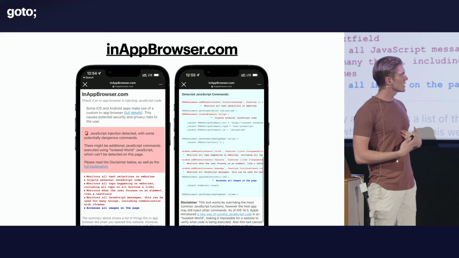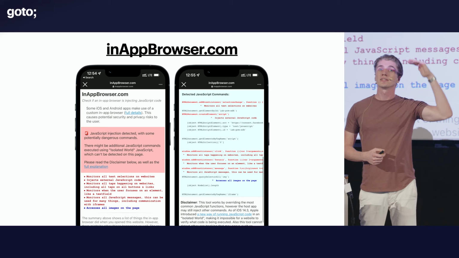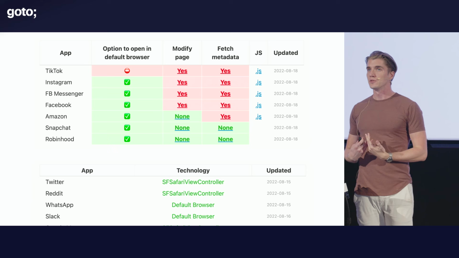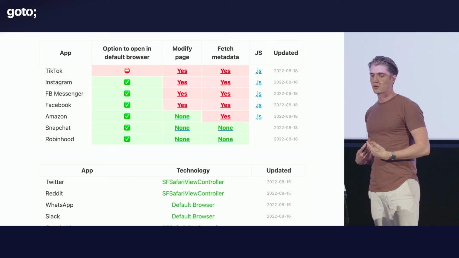For example, a lot of in-app browsers show the title at the very top. So querying the title from a website is relatively harmless. It's a read-only operation here. So at the same time as publishing this page, I also published a full list of the most popular apps and their use of browser technology.